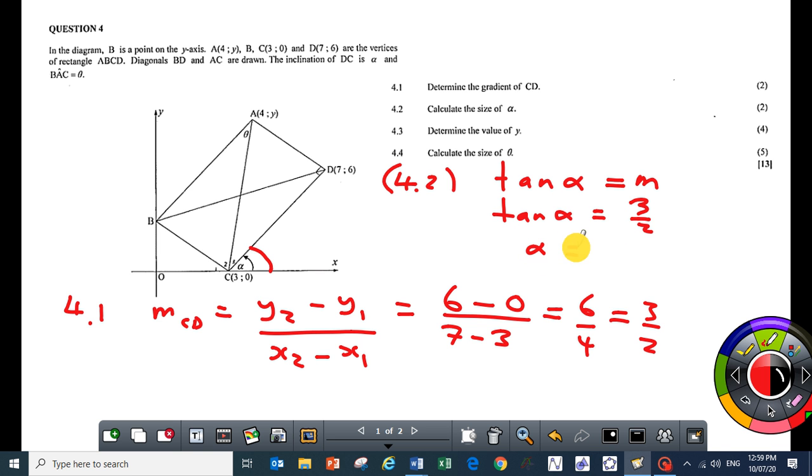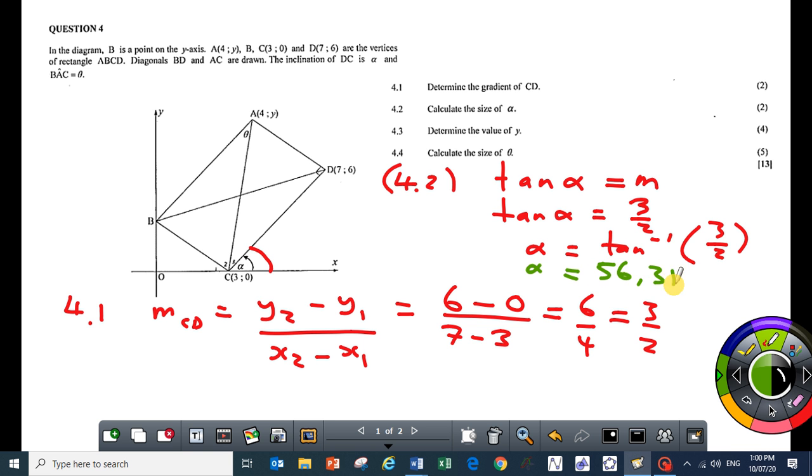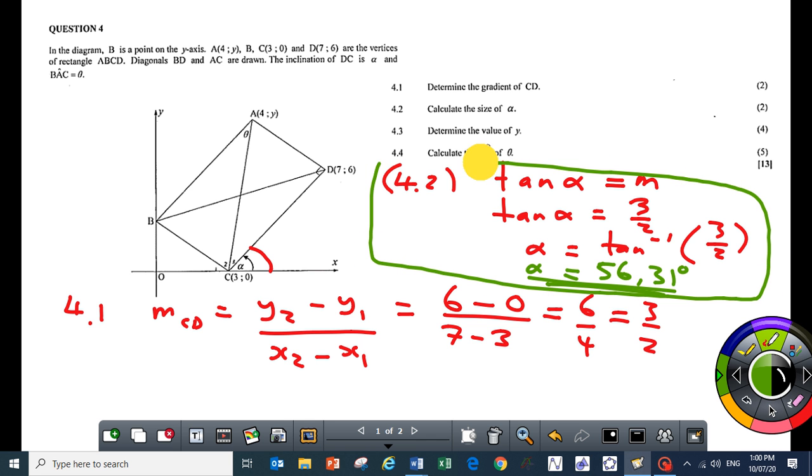So your alpha is going to be equal to shift tan of 3 over 2. And what would be the answer for the angle? 56,31 degrees. So that's your answer there. Remember, that's for question 4.2. That's the answer for 4.2.